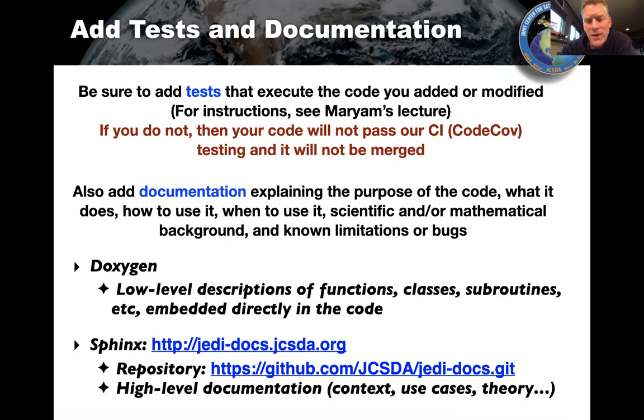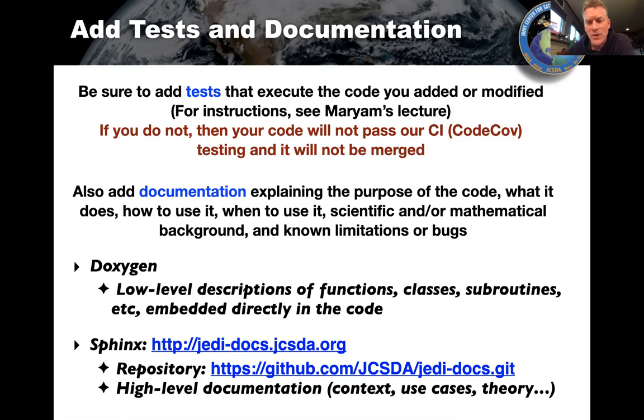So the Sphinx documentation is what you find on our Jedi docs, read the docs documentation page. The low-level Doxygen is low-level descriptions of functions and classes and such, and the higher level description of the context of the repositories and different functions and the theory behind them. These are the high-level documentation and the different use cases.